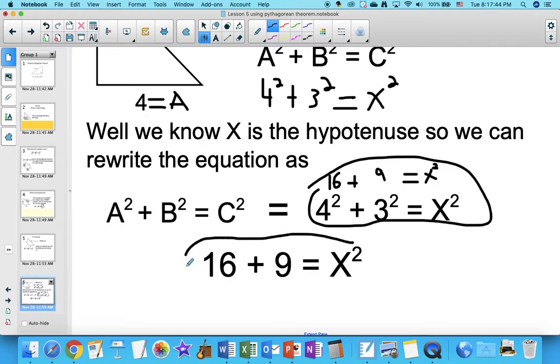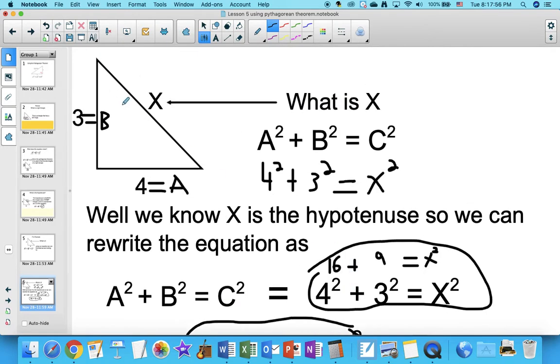So now we've simplified the equation even more, right? I've gotten rid of the exponents on this side. I've solved for them, right? 4 squared is 16, 3 squared is 9, so that's where I got these numbers from. And that equals x squared, or this long side squared.